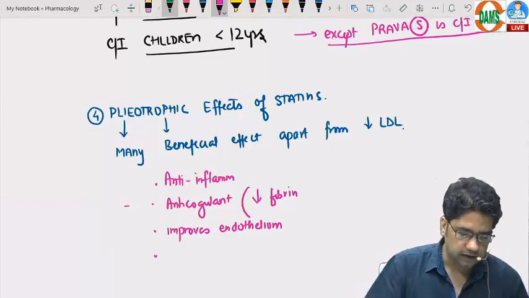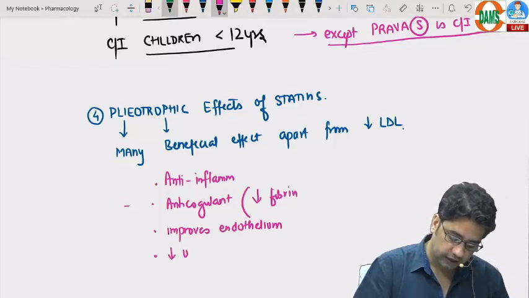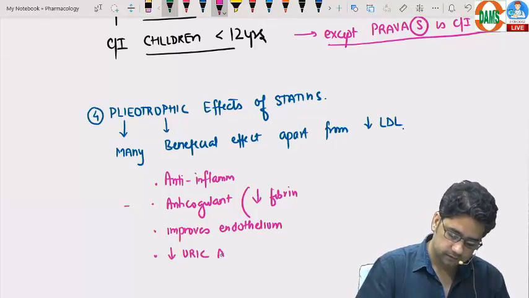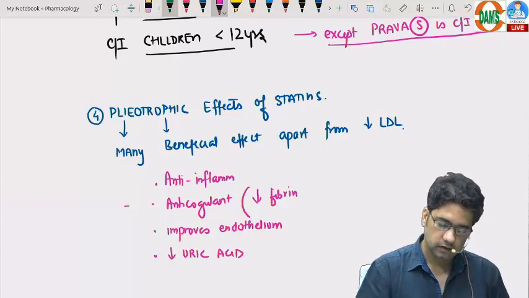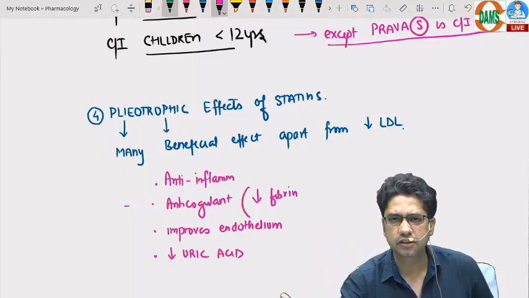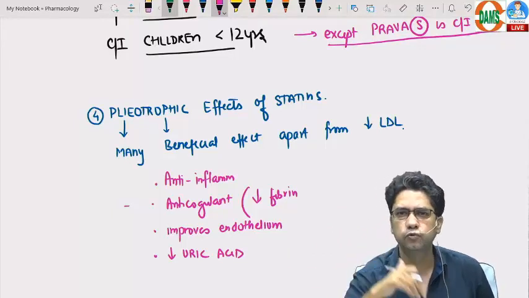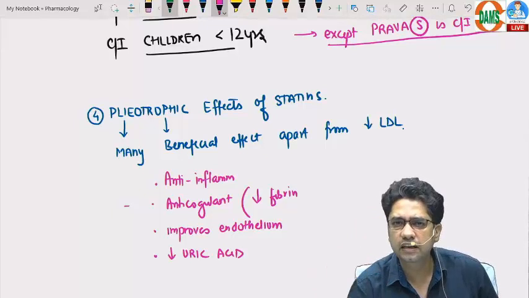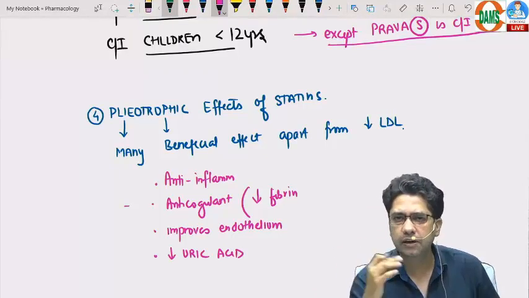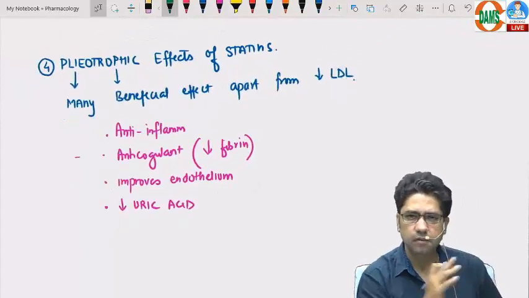Lastly, you will write statins, they decrease uric acid level in blood. Because in inflammation, when the cell dies, DNA gets damaged. DNA goes to the liver. Uric acid is produced. Uric acid is increased during inflammation. It's an inflammatory marker. Or atherosclerosis is inflammation.